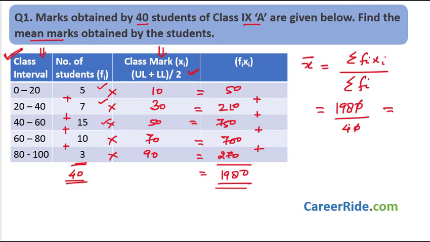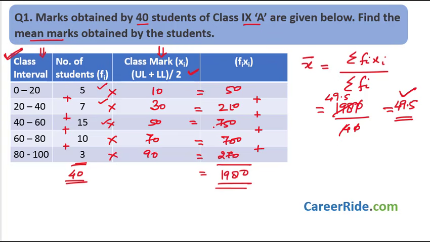This gives me 49.5. So the mean marks for this class is 49.5, right? Pretty easy, nothing difficult at all here.